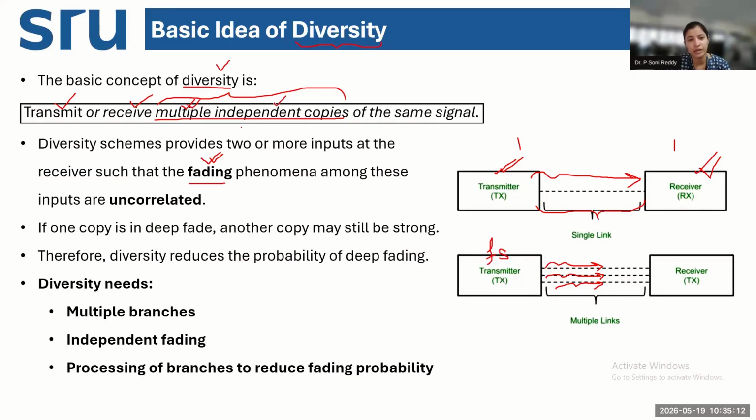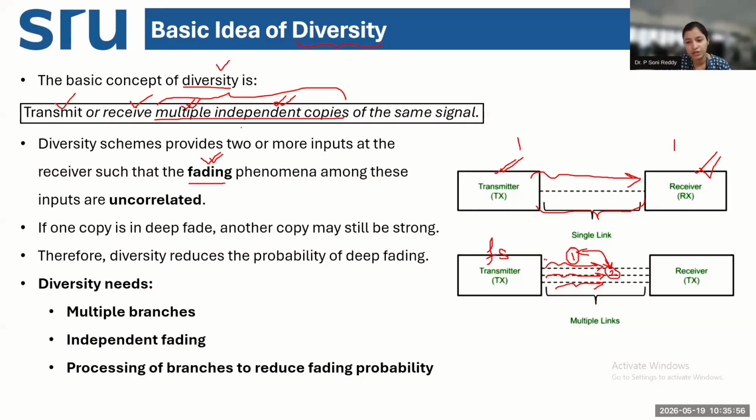Next, it should be independent copies. Independent means what? Suppose this is my multipath component 1 and this one is multipath component 2. Independent means there should be no relationship between the two components 1 and 2. No relationship means that they should not be equal or equivalent, or they should not match each other. Okay, we will study what we mean by independent or unrelated in the next slides, but the basic concept is these two should be independent of each other. Independent means there should not be any dependency, any relationship, or any similarity between multipath component 1 and multipath component 2.